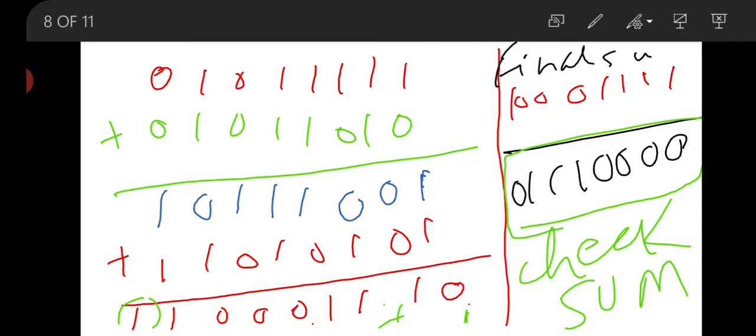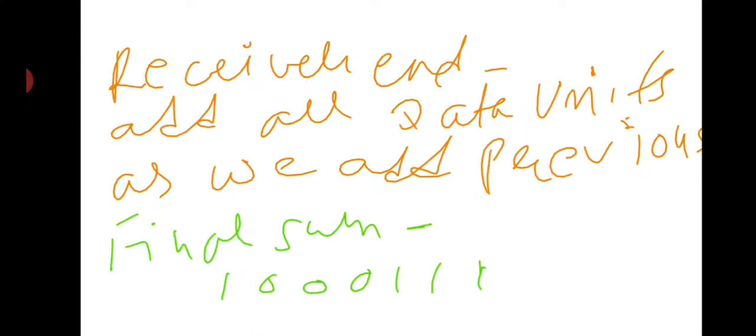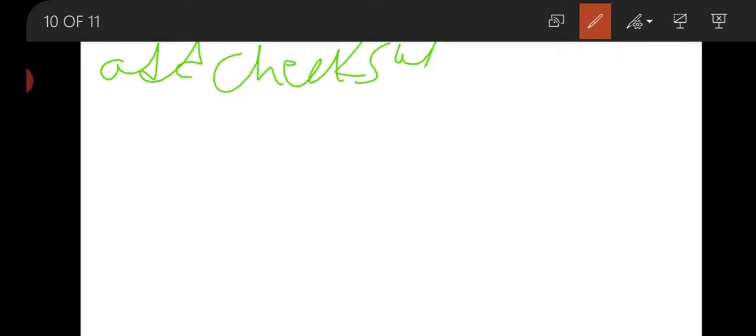Now up to finding the final sum, all steps will be the same. When the receiver finds the final sum, then the receiver adds the checksum to the final sum. Now add the checksum to the final sum.